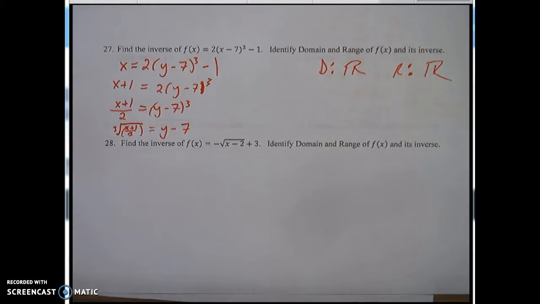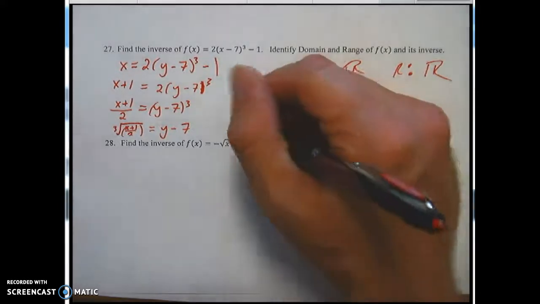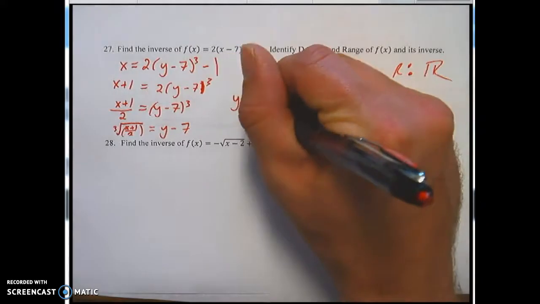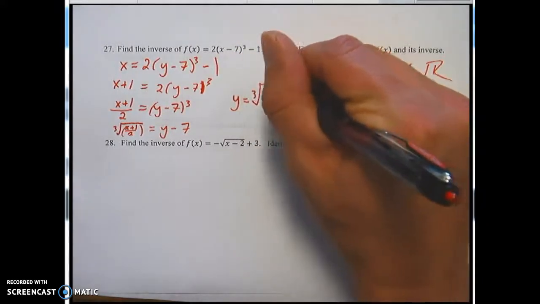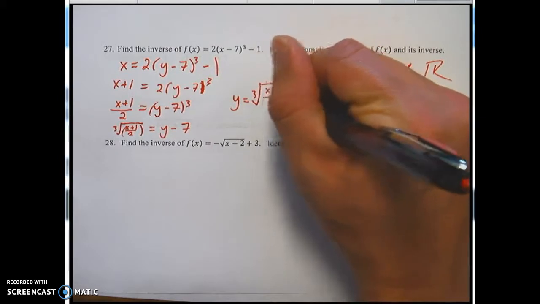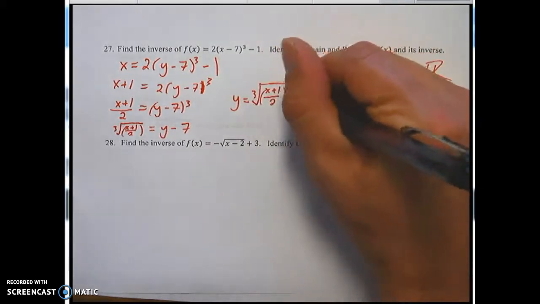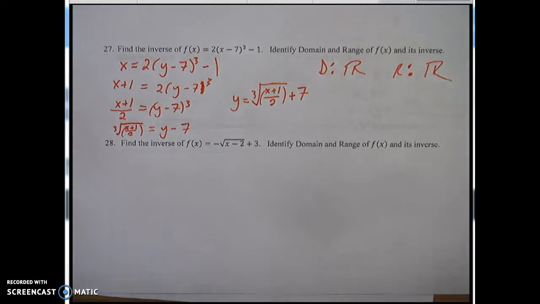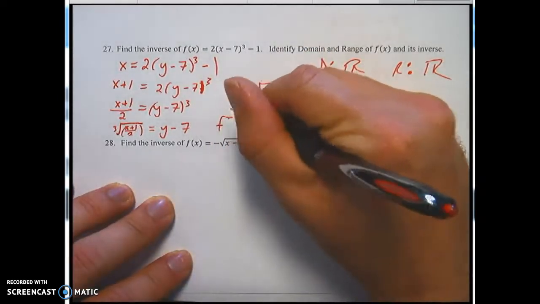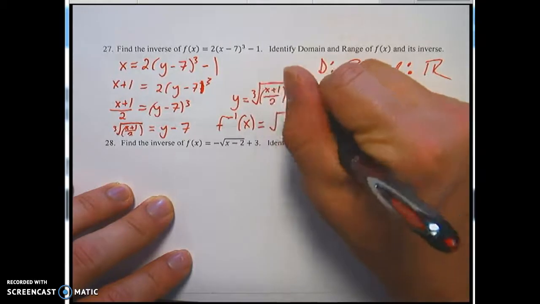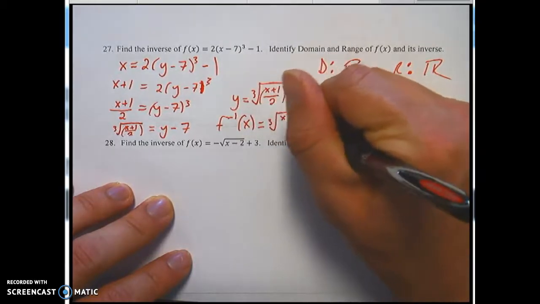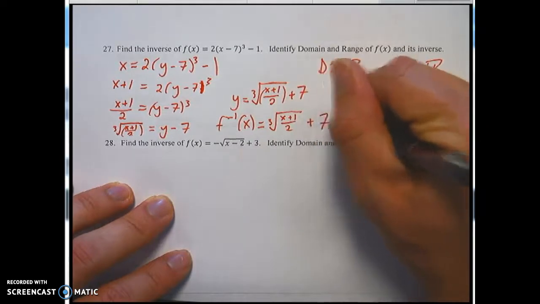Well, there's only one step left here, and that's to add the 7 to both sides. That's going to be y equals the cube root of (x plus 1) over 2, plus 7. And hopefully you recognize that as the cube root, which is a function every time. So you should write it in function notation. F inverse of x equals the cube root of (x plus 1) over 2, plus 7.